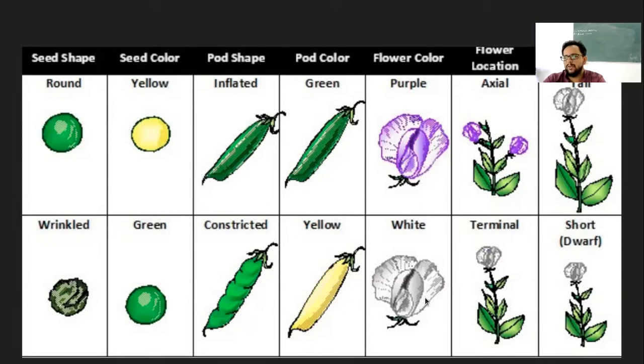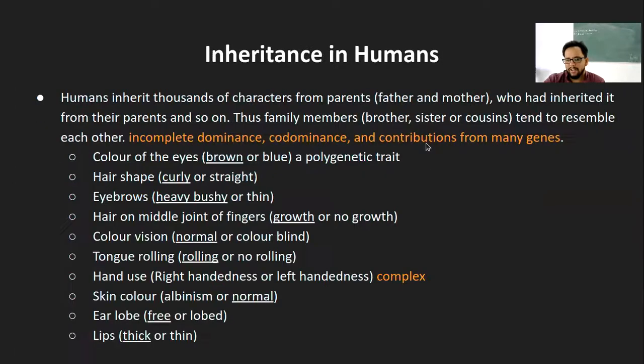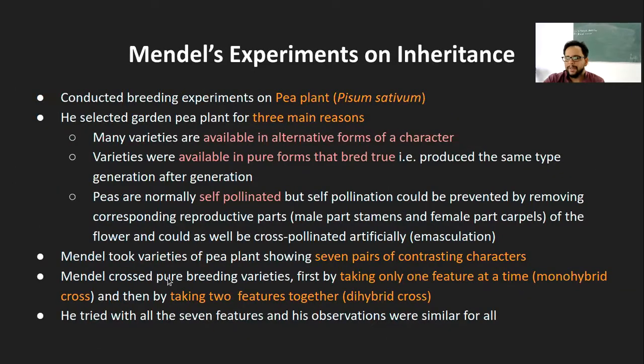Same goes with white flower. That means if I'm studying flower color in genetics, generation after generation, I will not bother about what the different characteristics are, whether they are the same or different. No. If I'm looking at flower color, I'm only looking at the flower color of that particular generation. So that is what is meant by Mendel crossing pure breeding varieties.